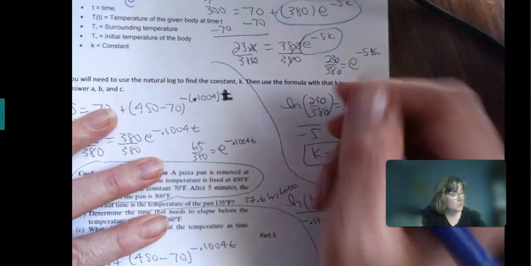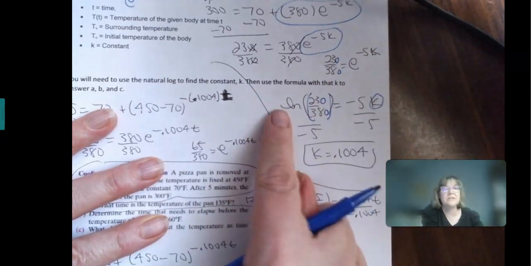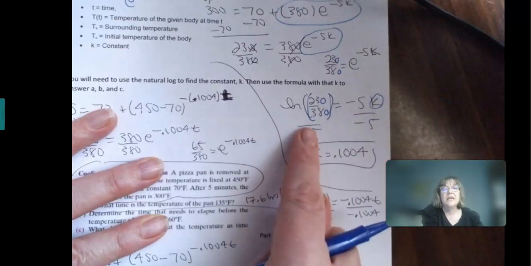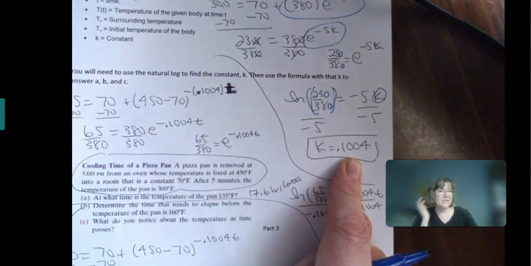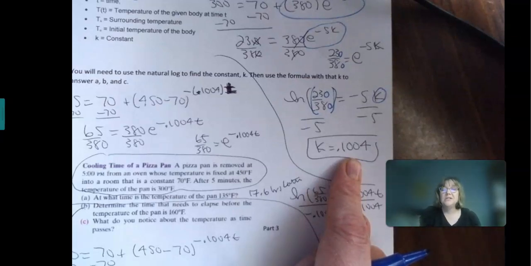Again, I use decimals on this, but you can use a TI. I would just put that in parentheses, hit enter, then divide by negative 5. So this is my K. Okay, so this is my constant of how this thing is cooling. Okay, now we're going to use it to solve questions.